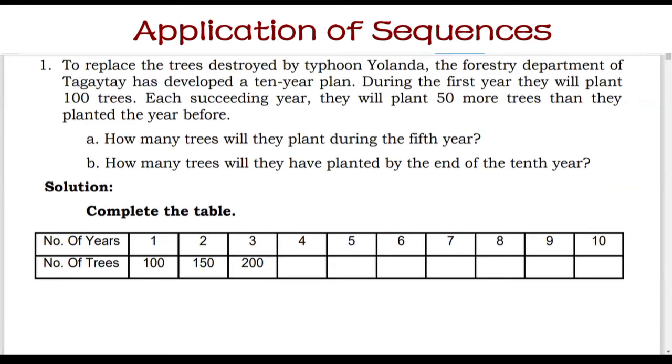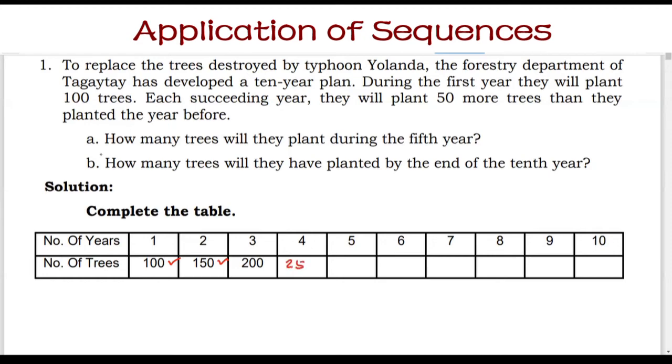Dahil simple lang naman yung problem, very direct, simple yung questions, pwede natin itong sagutin by completing this table. Madali lang naman yung pattern, right? Kasi sa first year, 100 trees. Tapos sa second year, magdadagdag lang ng 50 trees. So kaya ito naging 150. At ganun yung pattern, palagi lang magdadagdag ng 50 trees. So, kapag kinumpleto natin ang table, ganito.